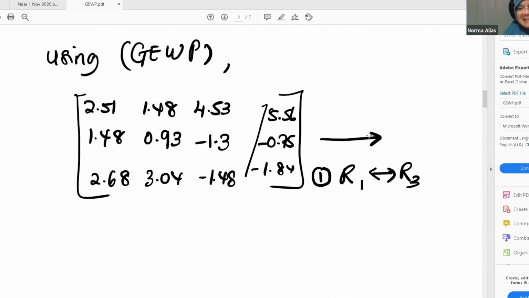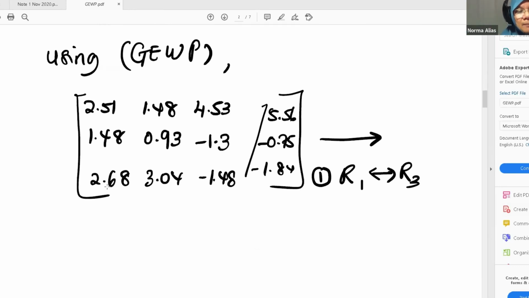The first step is we need to change row 1 and row 3. Why? Because A31 is greater than A11. We want to make sure that A11 is the greatest, because we want to divide by a big number. When any number is divided by a big number, it produces a small number. That is what a calculator does, that is what MATLAB does.